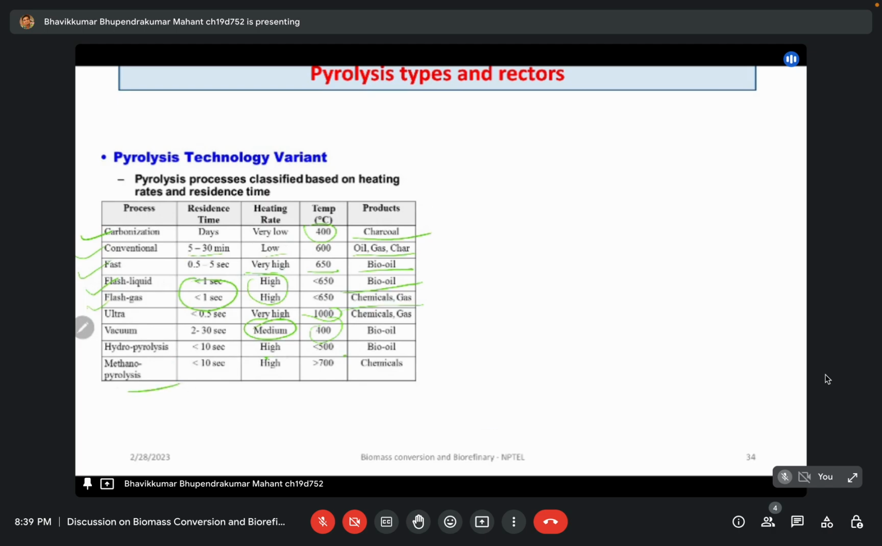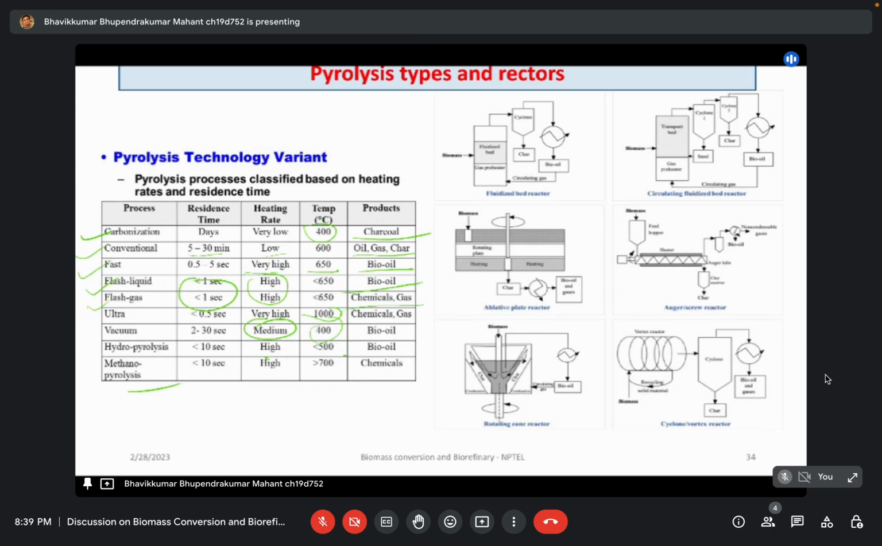Okay, so now in pyrolysis, like in the gasifier, we have different kinds of pyrolysis reactors also. A fluidized bed reactor can be used as a pyrolysis process. Biomass is coming in, gas is coming in, into the fluidized bed, then going to the cyclone separator, where you will get the charcoal. Whatever gas or bio-oil there is, you can turn it to bio-oil, and whatever gas there is, you can recirculate and use again. The circulating fluidized bed is the same thing.